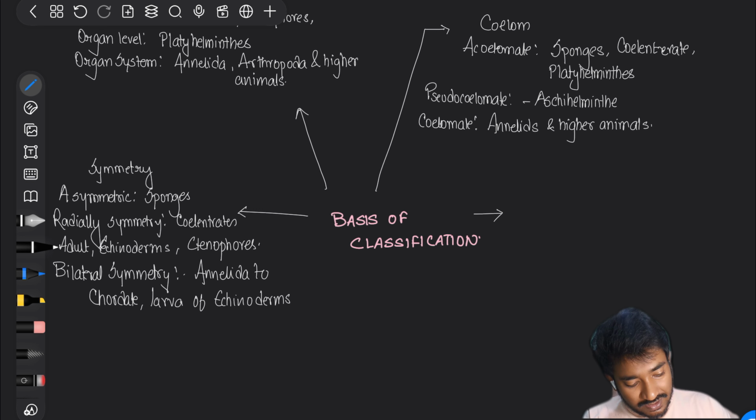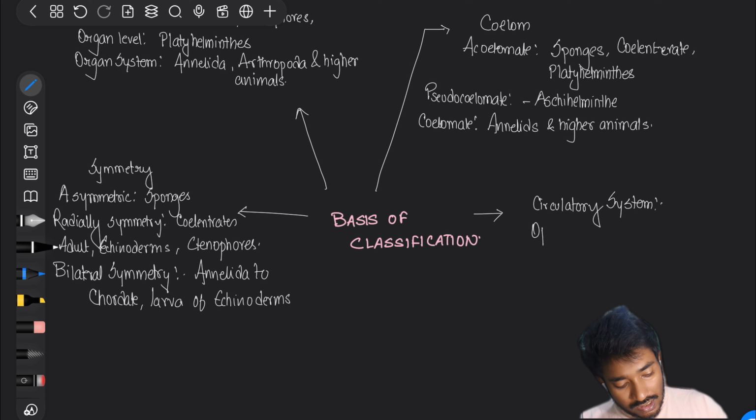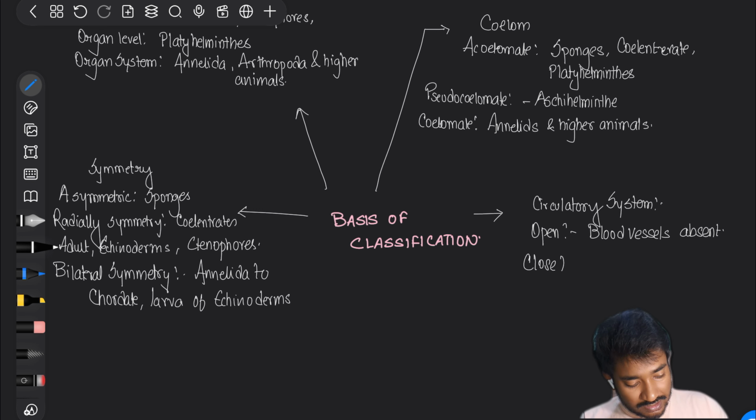Now, on the basis of classification by the circulatory system: in an open circulatory system, blood vessels are absent, and in a closed circulatory system, blood vessels are present.